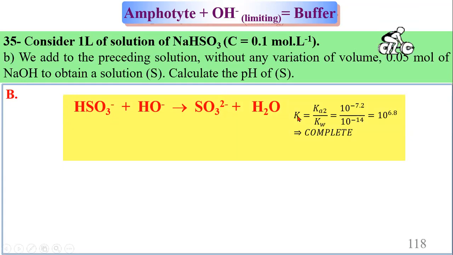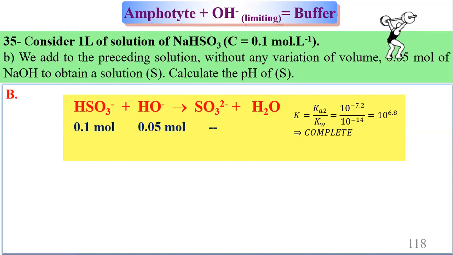This is the K for this reaction. Look at this couple. This is HSO3 minus with SO3 2 minus. So this is a Ka2. The acid on the reactant side divided by the acid on the product side, which is the water, divided by Kw. So the K of the reaction turns out to be indeed a complete reaction. But regardless, again, you don't have to do this. The minute you see OH, you go with a complete reaction.